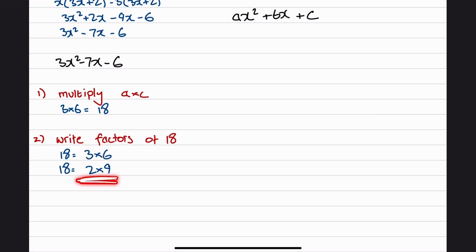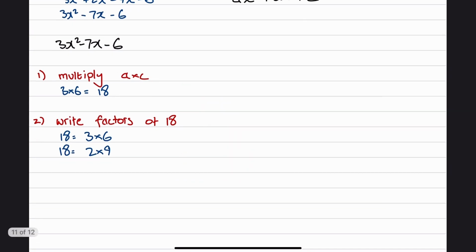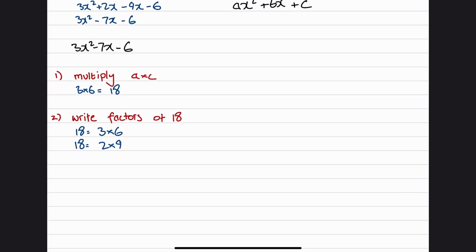But 2 and 9 can give us 7. 9 minus 2 is positive 7. So minus 9 plus 2 should give us minus 7, which is our middle term over here. So it's safe to say that I can break down my middle term when the two conditions have been met.